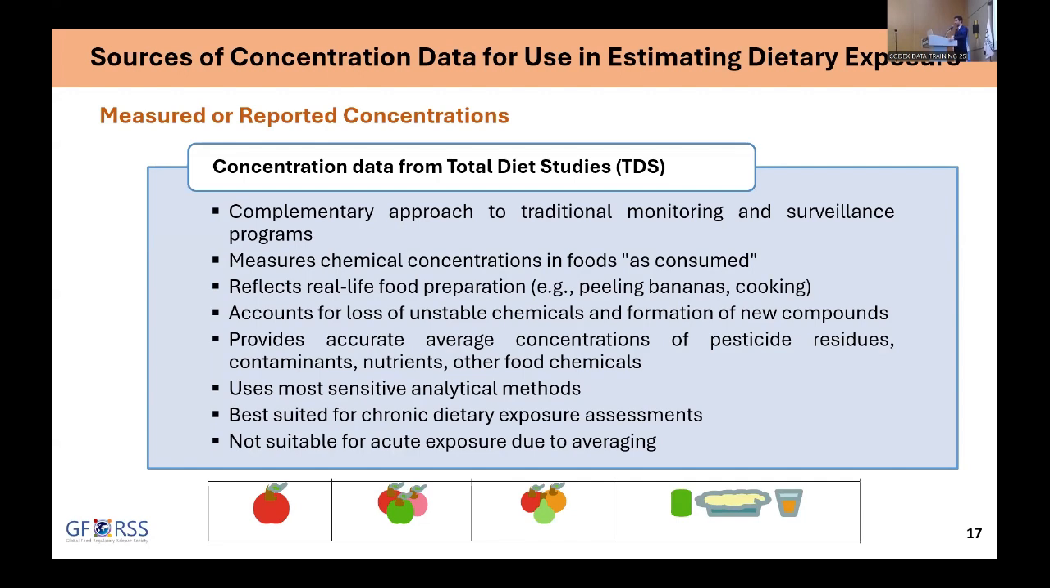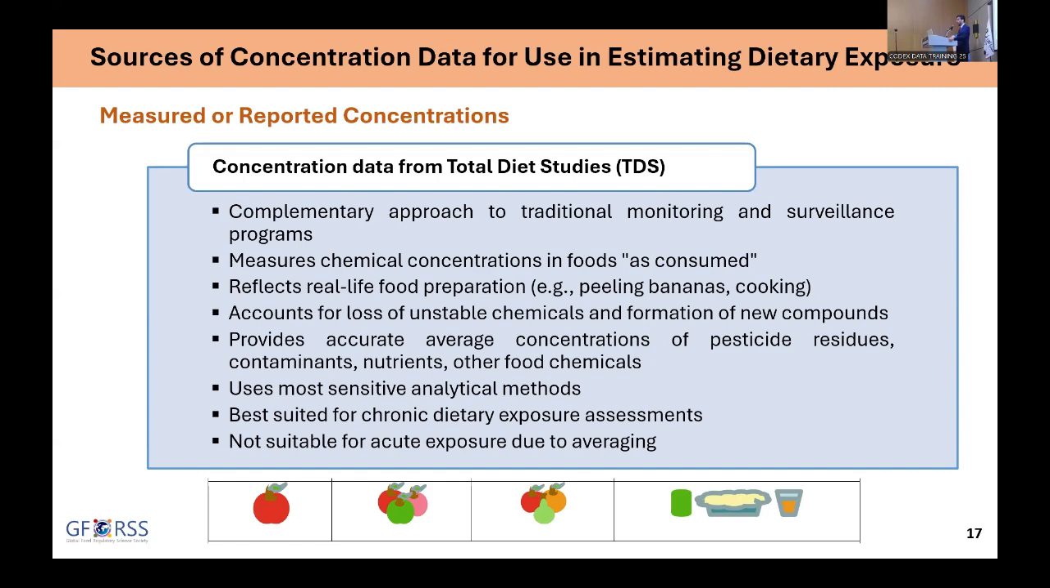Okay, so a total diet study, not diving too much into details. Professor Samuel gave us some information, but just for us to know, here comparing the different qualities of data coming from different sources and the affiliated uncertainties with them. So when we have a total diet study, this is a complementary approach to traditional monitoring and surveillance programs. Through a total diet study, we will be measuring the chemical concentration in food as consumed. So we are removing this bias.